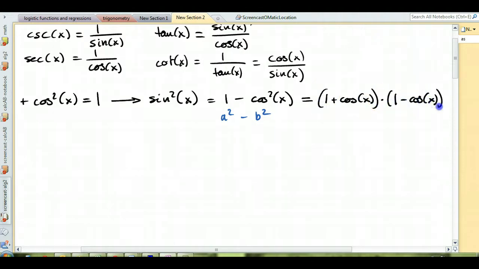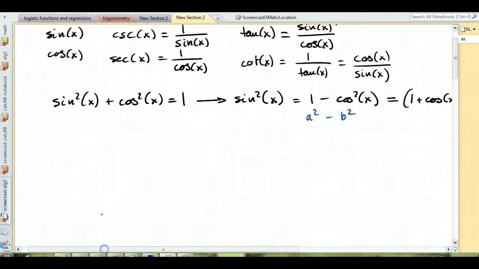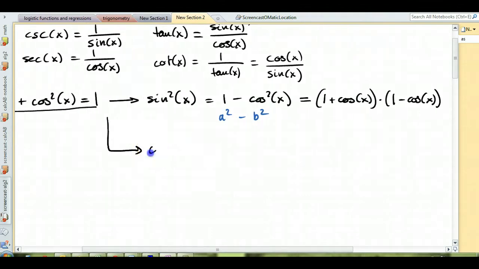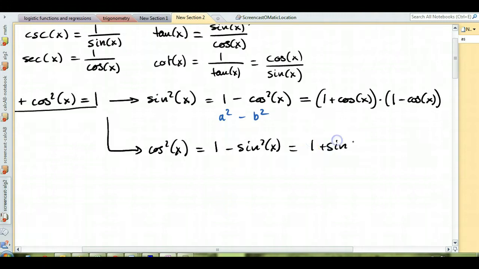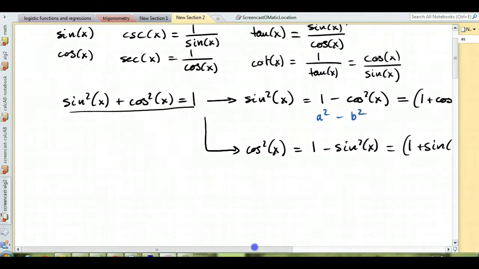Very, very typical to do this kind of work from this property right here. Or you can do the same thing with cosine square x. So you can solve this equation for cosine square x, and you would find 1 minus sine square x, which does factor to 1 plus sine x times 1 minus sine x. Okay, so these are the basic operations you have to be very familiar with.